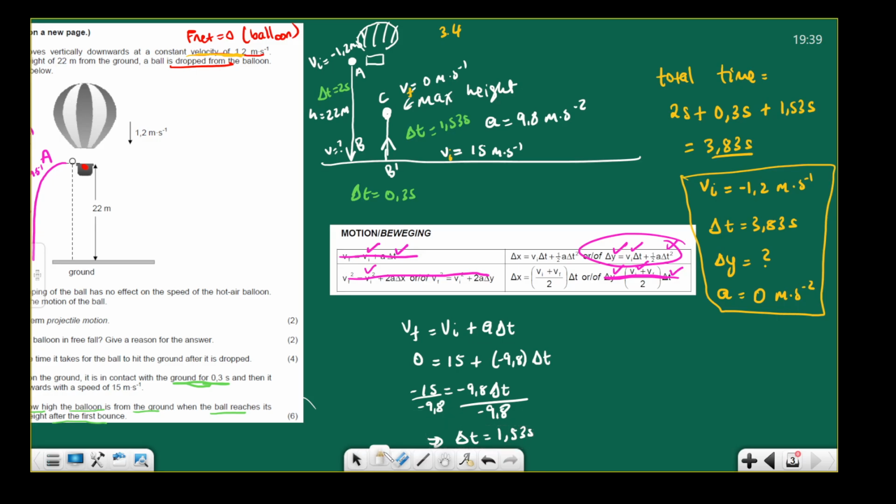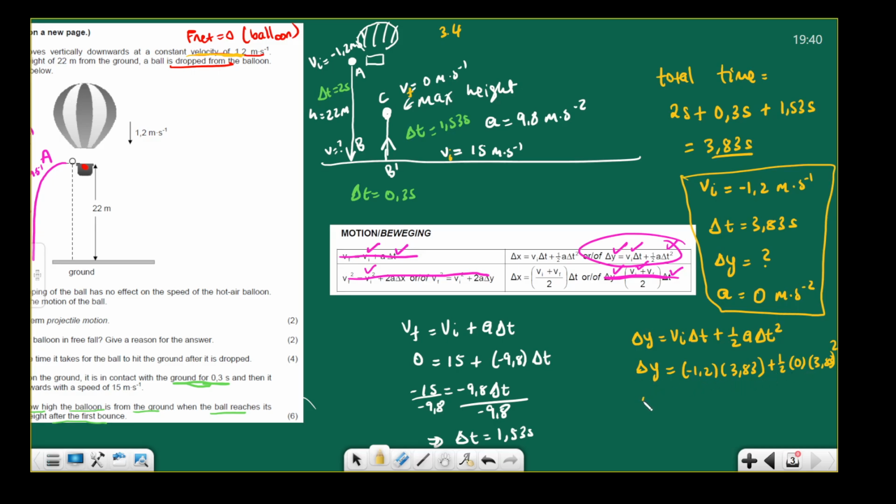So now we can say change in y is equal to vi change in t plus half a change in t squared. Change in y is what we are looking for, right? The initial velocity is negative 1.2. The time is how much? It is 3.83, and then the acceleration is 0, and then the time is 3.83 squared there.